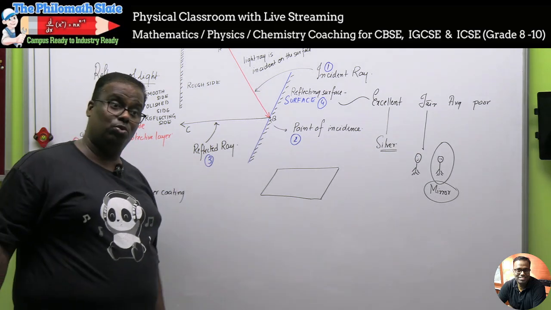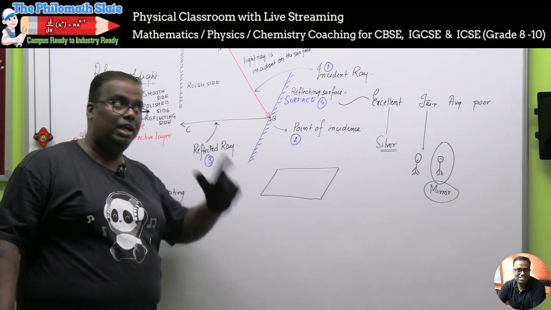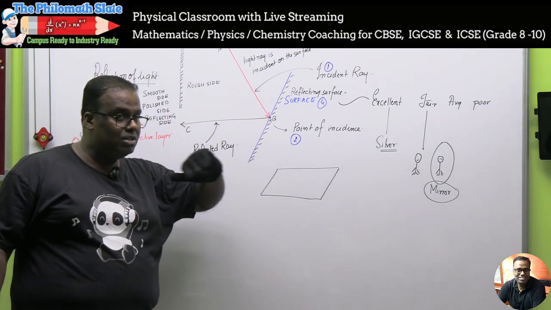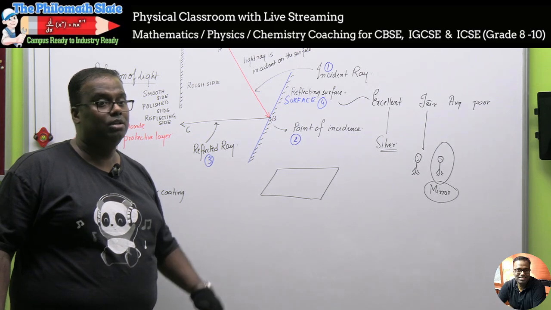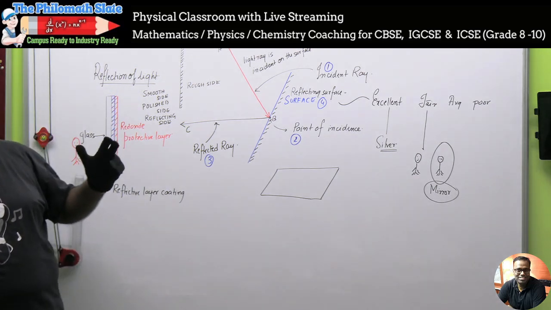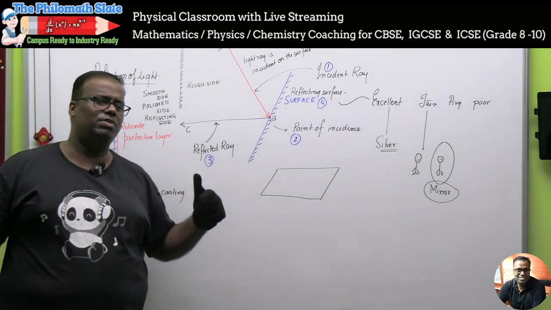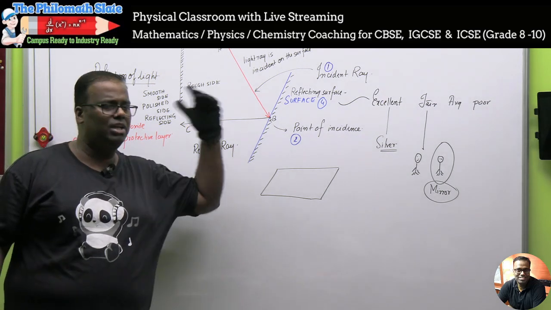Today you have learned a lot. First we learned about light: light is a form of energy, light helps us see things, light travels in a straight line, that is called rectilinear propagation of light. Then we also learned light has dual nature, a little more advanced: light has got wave nature as well as particle nature, that we'll learn in higher classes.